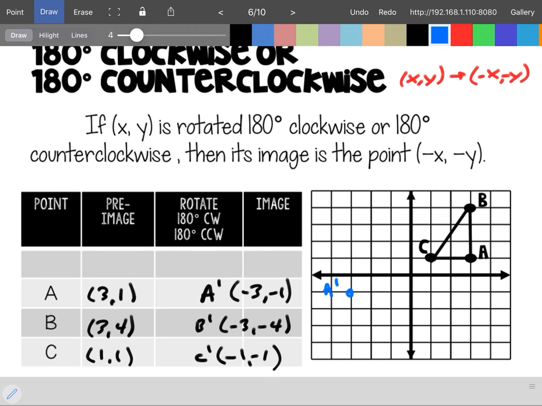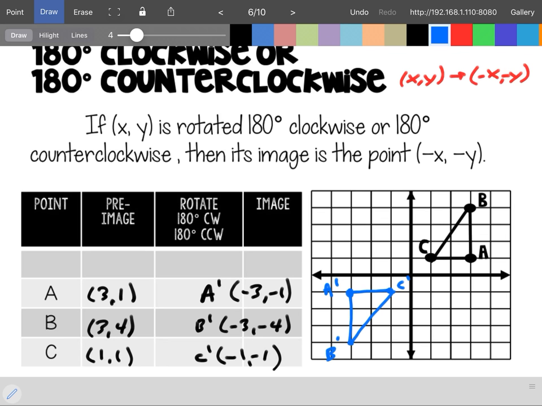So then we got to do B prime. So B prime is at (negative 3, negative 4). So 3 left, 4 down. So that's B prime. And then C prime is 1 left, 1 down. And then you connect the dots on this one. And again, your black one is your pre-image. The blue one is the image. So that's a 180-degree rotation about the origin.